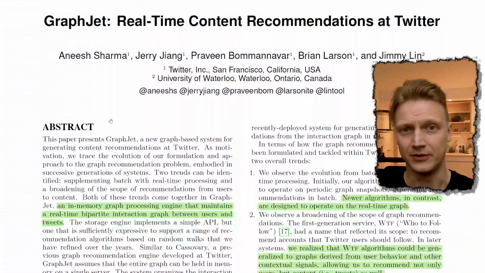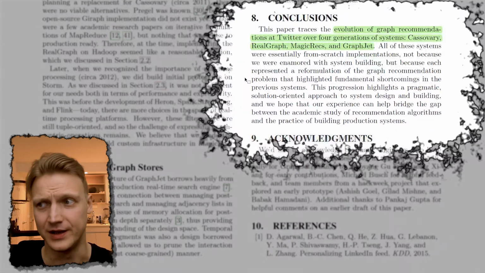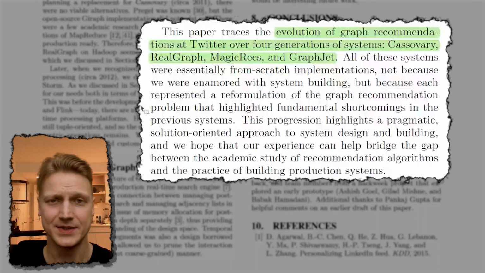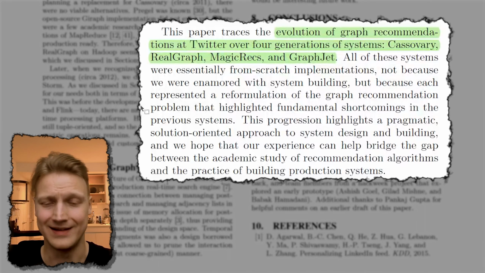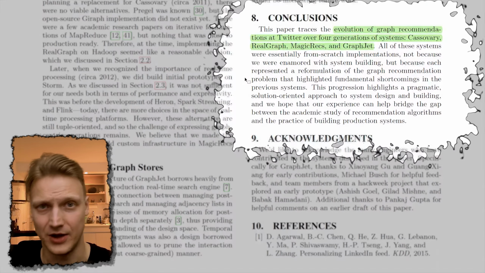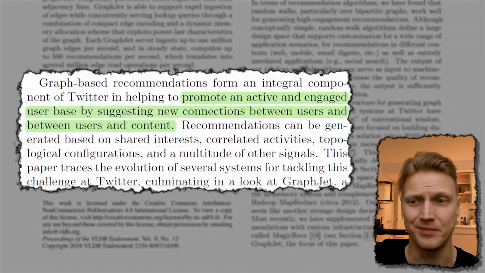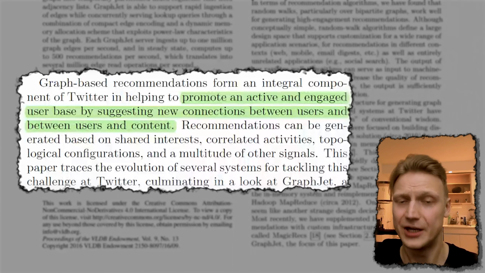We're gonna have a look into the first paper now, and that is their GraphJet graph processing engine that maintains a real-time bipartite interaction graph between users and tweets. This paper, in fact, outlines the evolution of graph recommendation systems over time, all built in-house from scratch and iterating over the improvements of each other. The purpose of this whole thing is to keep the engagement of the user base by suggesting new connections between users and between users and content.